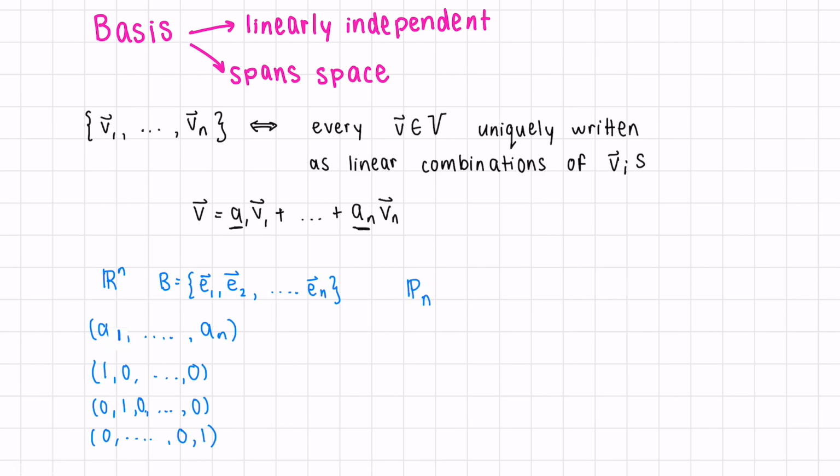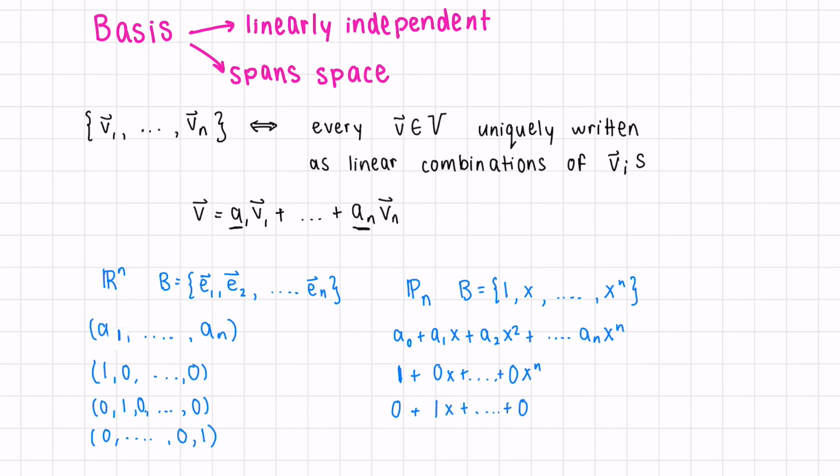Another space we have is Pn. This is all polynomials of degree at most n. Well, first of all, let's look at what a polynomial looks like: a0 plus a1x plus a2x squared plus all the way up till anx^n. The standard basis would be 1, x, x squared, and then x^n. So again, it's sort of similar. We have 1 in the first component plus 0x plus 0x^n, and we have 0 plus 1x plus zeros everywhere else, and the last one would be zeros everywhere, except in the last component we'll have 1x^n.